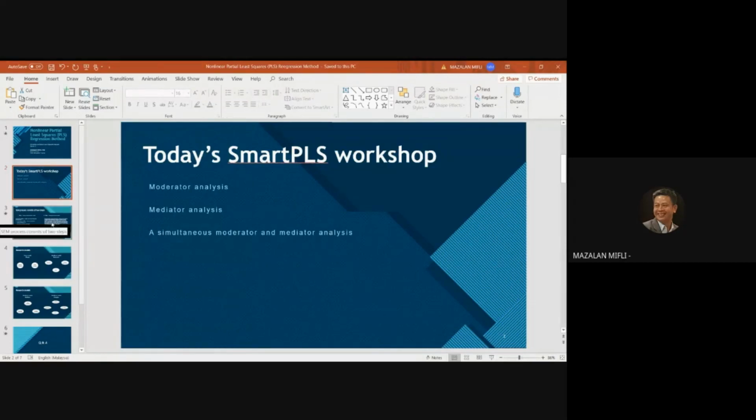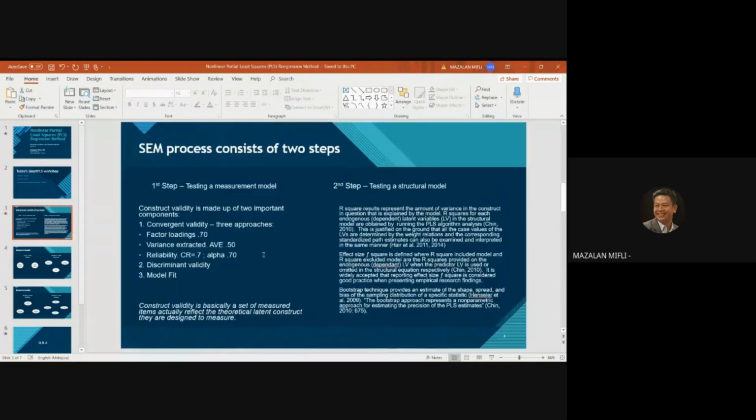All right, so again, just to recap what we have done in the past 2 weeks. The SEM process consists of 2 steps. The first one is to ensure that your measurement models all meet the minimum thresholds, like I shared with you guys last week, in fact, 2 weeks ago.